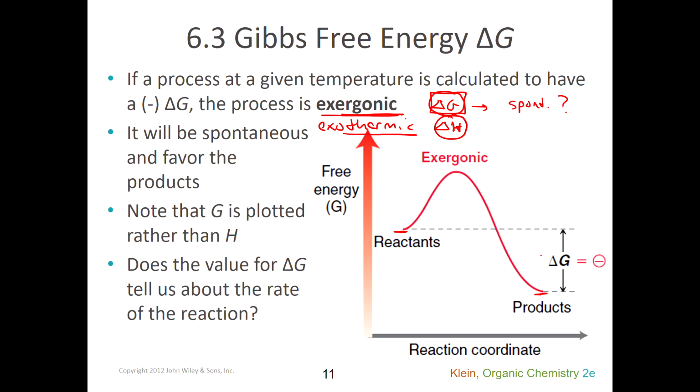And if I can show that the products have lower free energy than the reactants, or that delta G is negative, it means it will be product favored. And the more negative the value, the more products I'll get when it reaches equilibrium. Delta G does not tell us about the rate of reaction. So that's a different analysis that we have to get to.